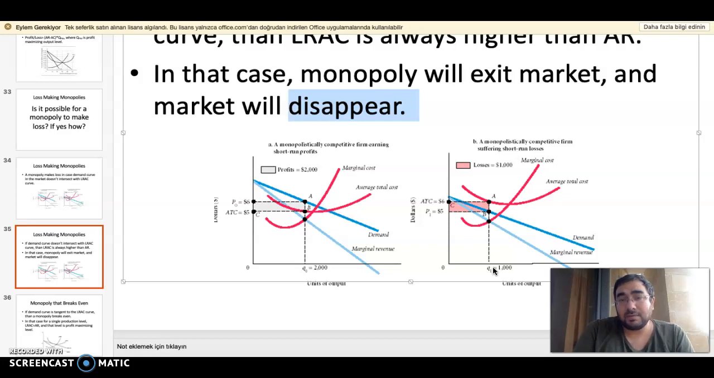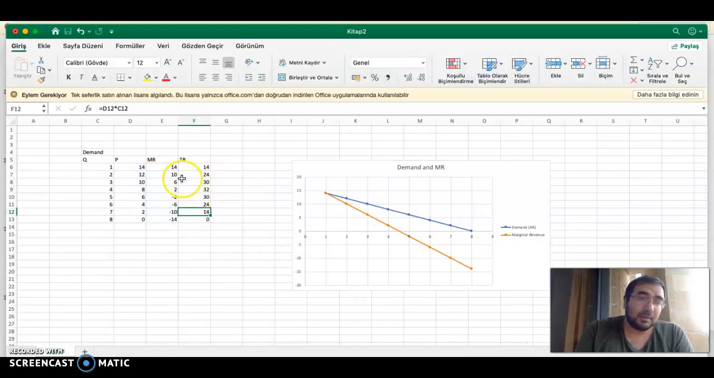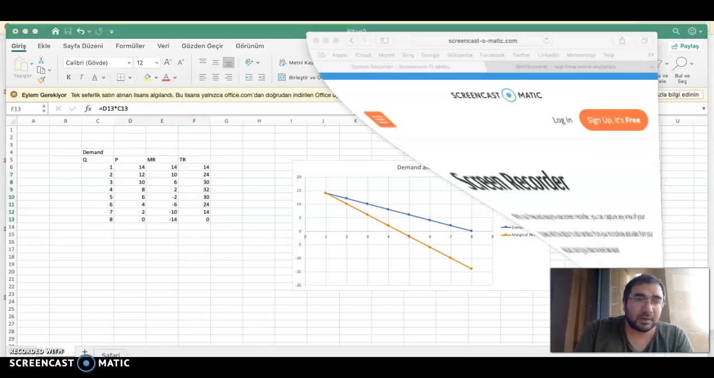So you can find profit as a negative amount. Alternatively, you can subtract the average revenue from the average cost and find the loss as a positive amount. With our Excel file, we cannot find the average revenue here, so let's skip this part for now.